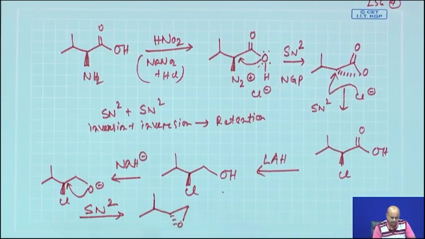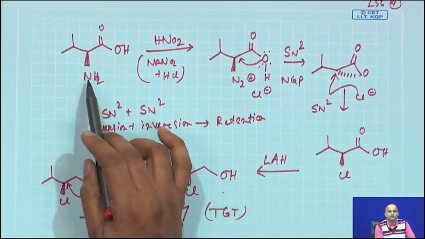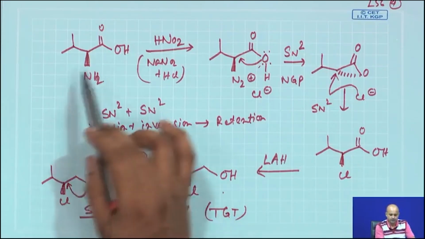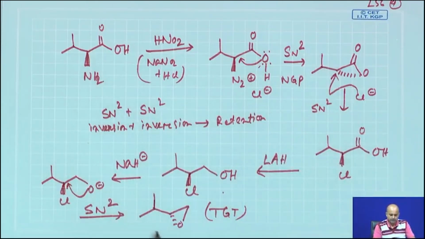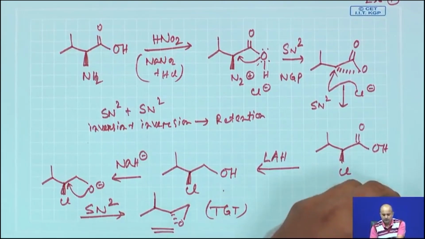Now, this epoxide is your target molecule, and we have seen that starting from a simple amino acid, the stereochemical information was retained, and you get this target molecule as your main product. Similar kinds of analysis with other amino acids we will put in the assignments, and please try to solve them.